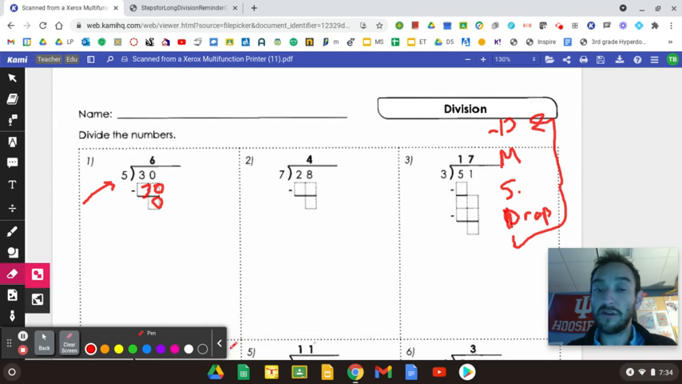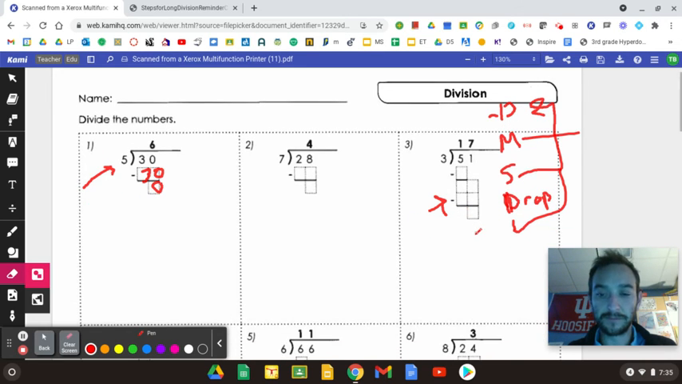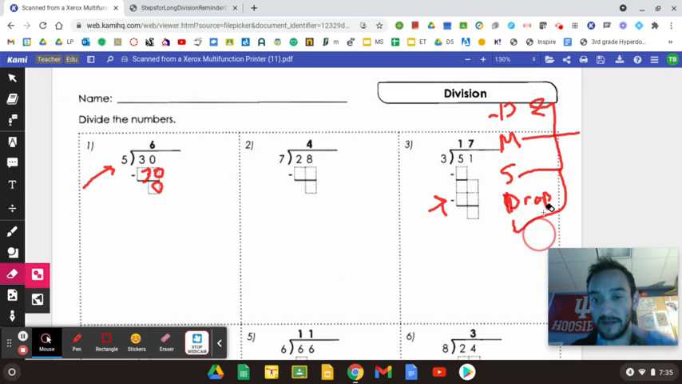Okay, so you're just going to go through and finish the steps for them. So what I want you to do here is you're practicing the multiply, you're practicing the subtract, and then in some of these, like right here, you're practicing the dropping, creating the new number. So you're just practicing those extra steps: multiply, subtract, divide.